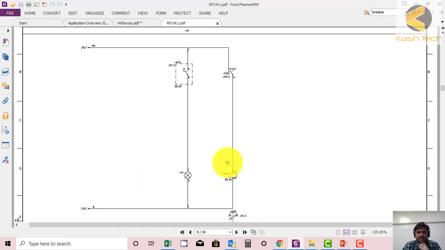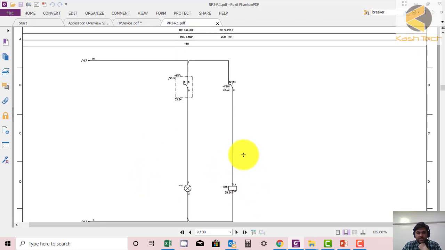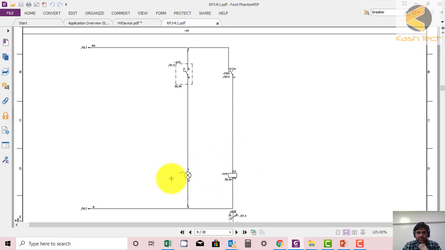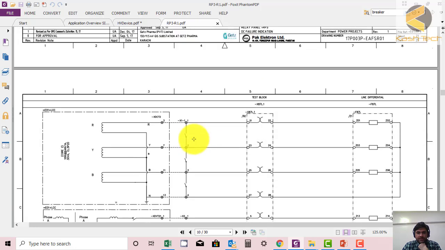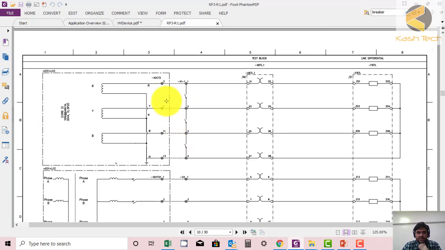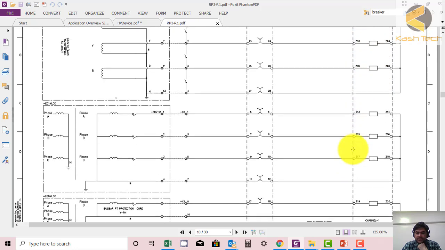Here again another auxiliary relay is used. Okay, so you can put in your effort to understand. This is a CT circuit which is coming to a shorting link. When we discuss the CT circuit, I will tell you in detail what the function is. This is the terminal block, and this is the line differential relay. Two currents are fed to this relay.